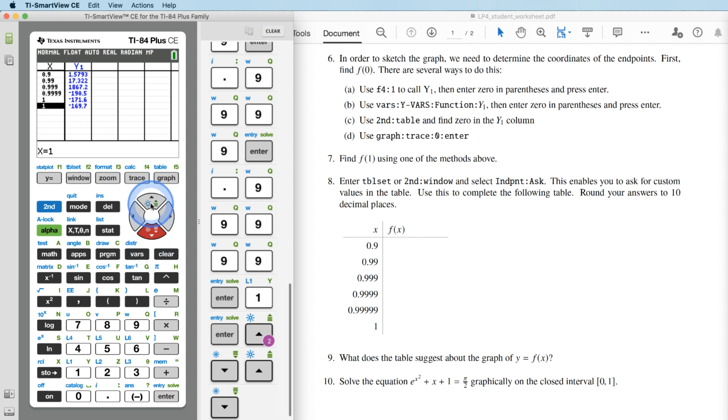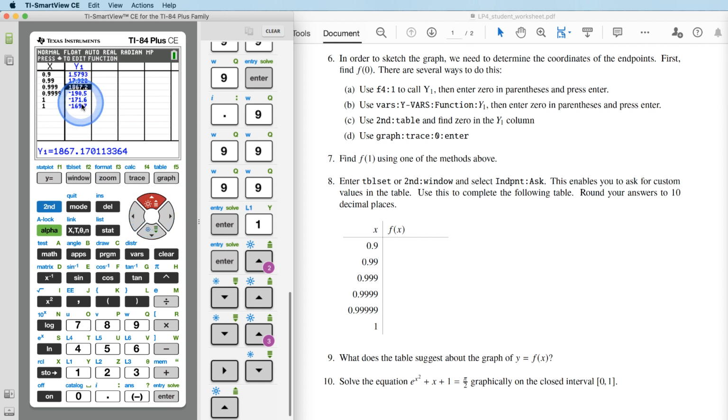So what is happening in our table here? Well, we can see that the y values switch from positive to negative somewhere in between x equals 0.999 and x equals 0.9999. So that kind of matches the behavior we were seeing on the graph there. We're going from a really large positive value to a really low negative value. And that's going to happen somewhere between 0.999 and 0.9999. So there's a break in the graph there, and it looks like there's a vertical asymptote somewhere between these two x values.